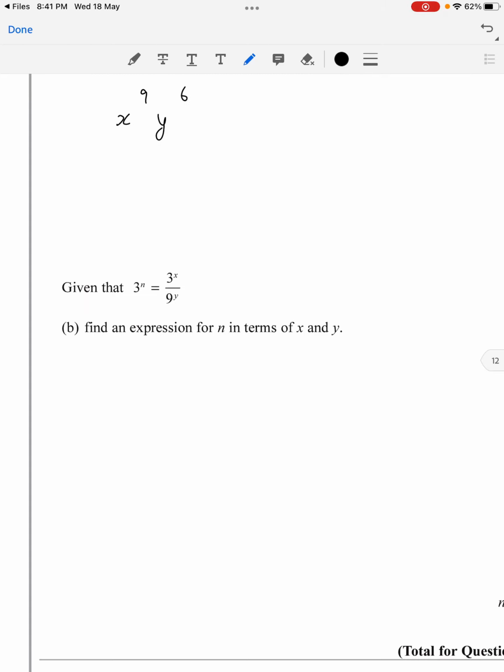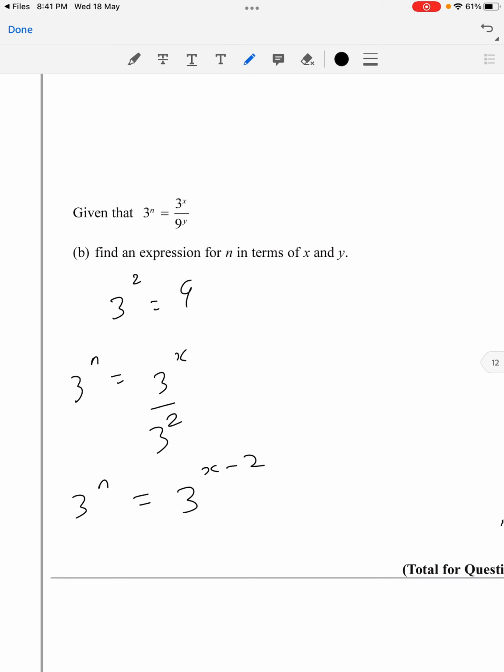You have 3 raised to the power n is equal to 3 raised to the power x divided by 9 raised to the power y. You have to convert the 9 raised to the power y to base 3. Now in order to do this, you have to understand that 3 raised to the power 2 is equal to 9. So 3 raised to the power n is equal to 3 raised to the power x divided by 3 raised to the power 2y. So you have 3 raised to the power n is equal to 3 raised to the power x minus 2y, because they're using the concept of dividing, right? So you have to subtract. x minus 2, and remember, don't forget to leave the y there, so you just put y there as well, and you have n is equal to x minus 2y.